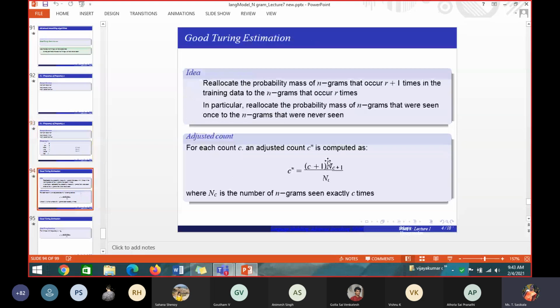So what is the idea of Good Turing smoothing? Again, I have written the same thing. Reallocate the probability mass of n-grams that occur r plus 1 times in the training data to the n-grams that occur r times. If r is equal to 0, the count of one-time training data is used to find the 0 times. In particular, reallocate the probability of n-grams that were seen once to the n-grams that have never been seen. Please note down this formula. Using this, we will be calculating the problems now.